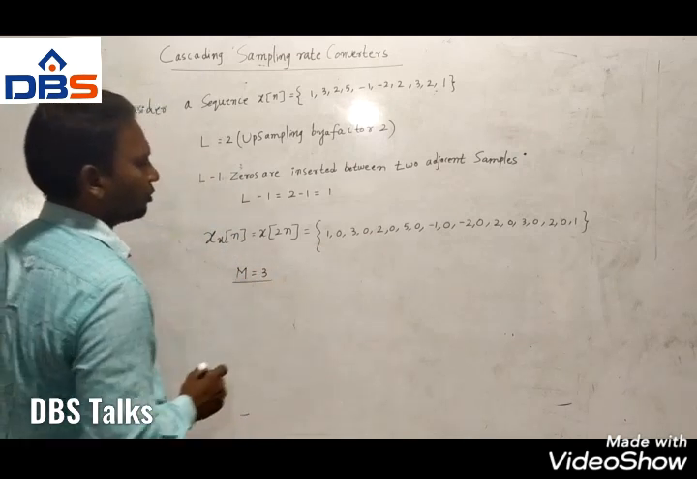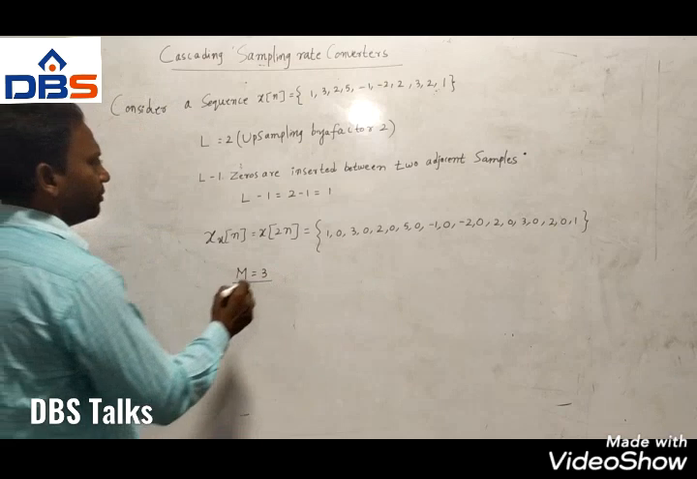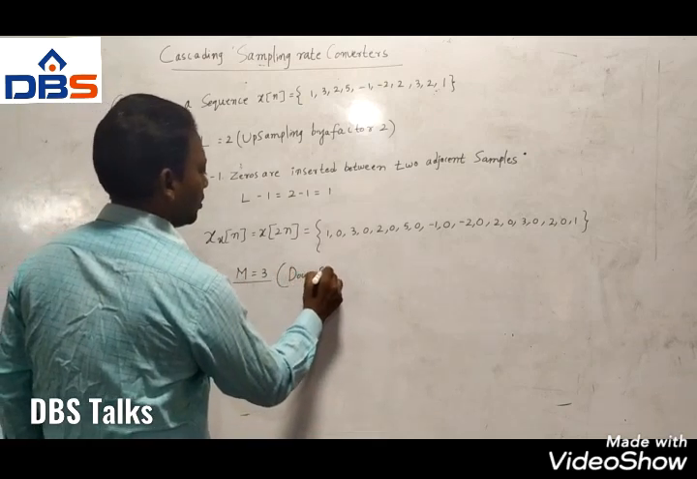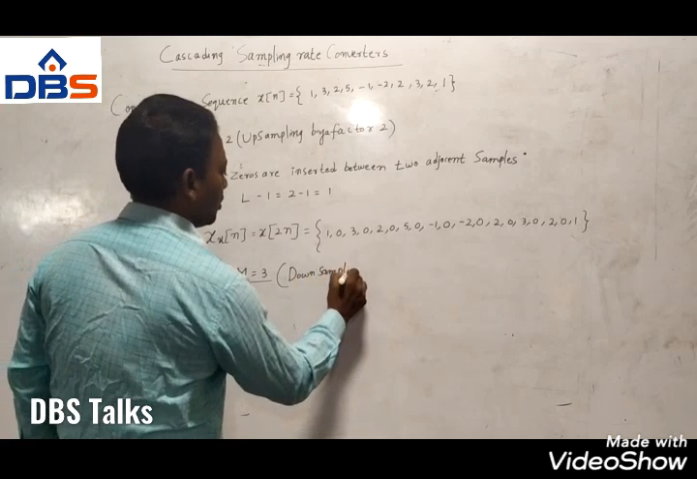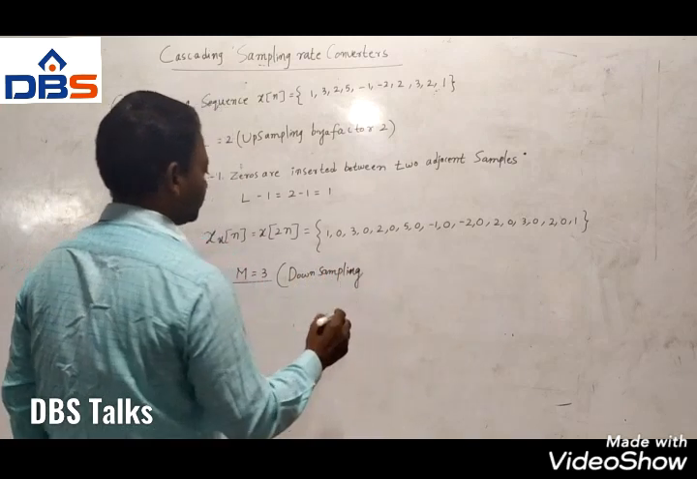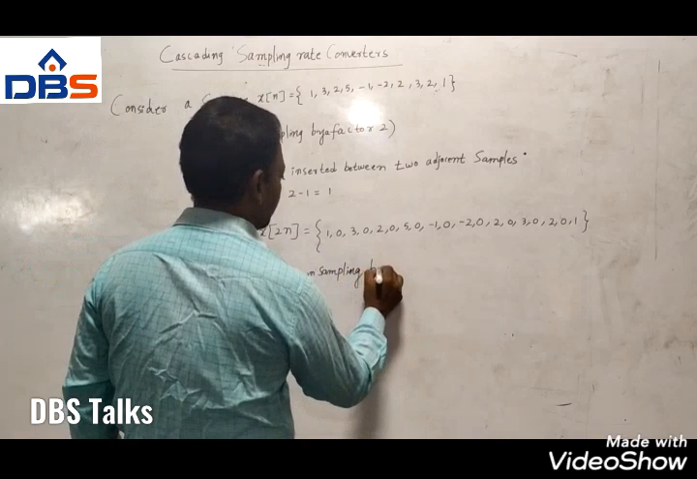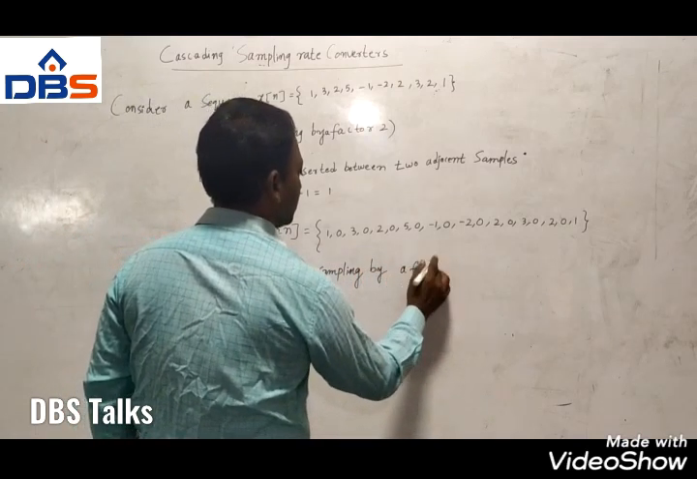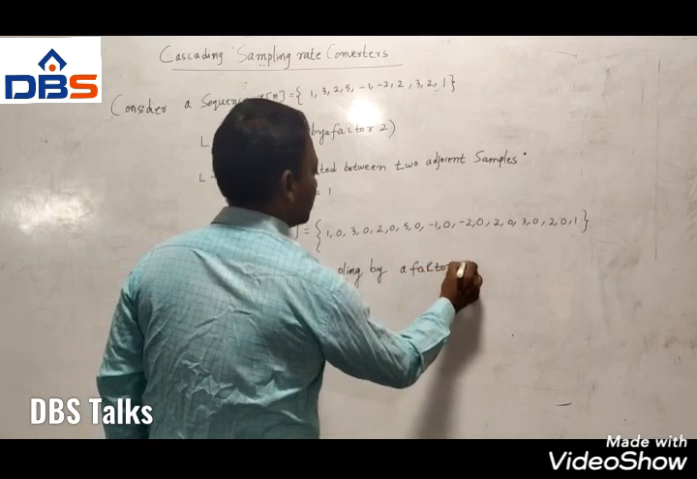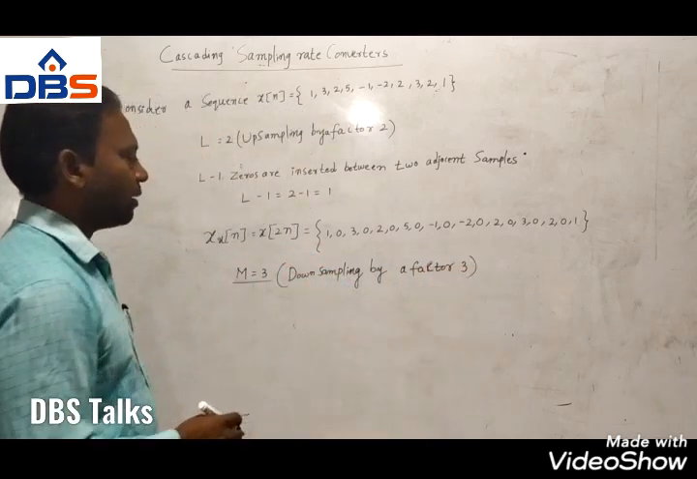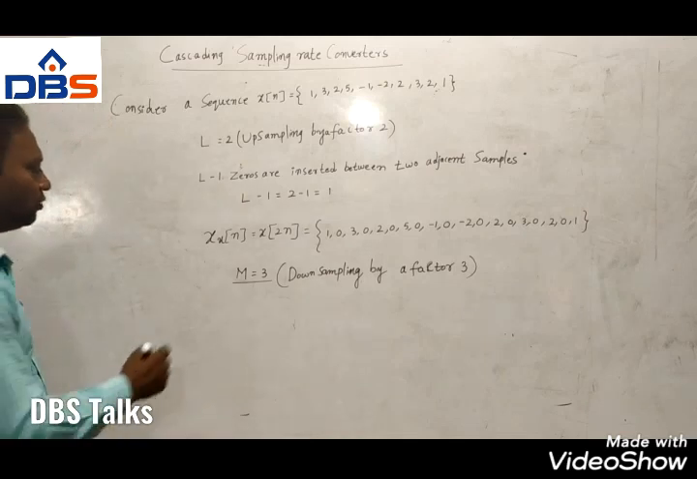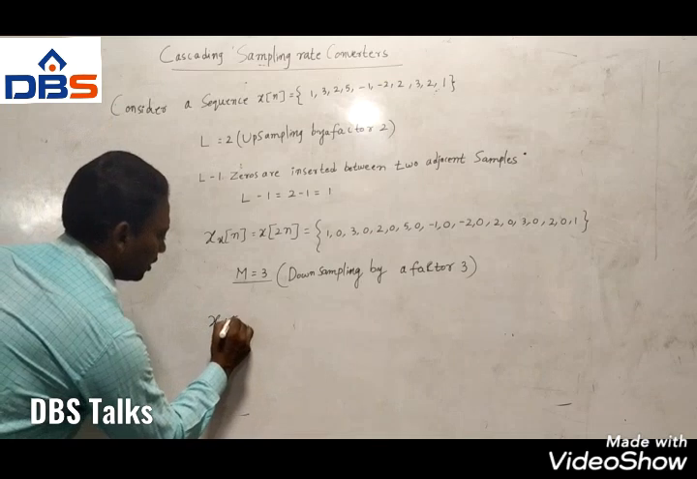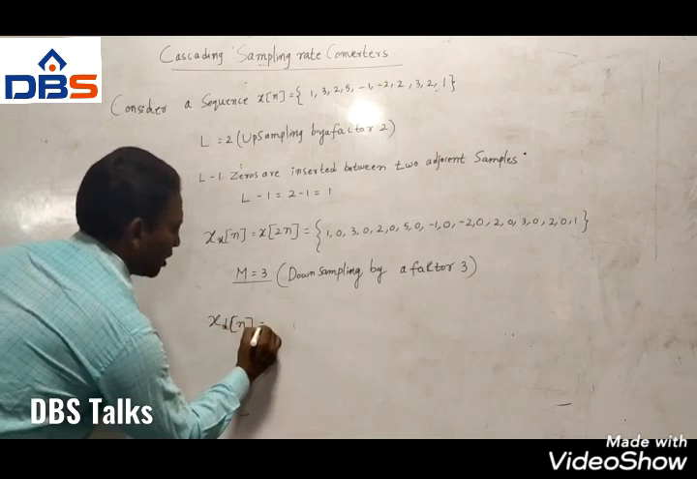By a factor M is equal to 3. So M is equal to 3 means downsampling by a factor 3. Downsampling by a factor 3. Now that is represented like this: x_d of n, d for downsampling.